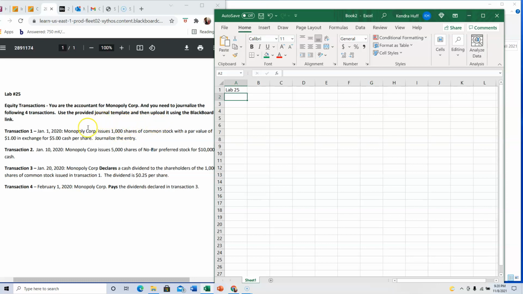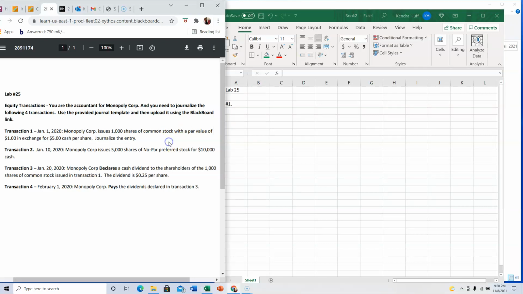Either one is fine by me. All right, so we just need to journalize the following 4 transactions, and they all deal with equity investments from Chapter 10, I think it is. All right, so number 1. On January 1st of 2020, Monopoly Corp issues 1,000 shares of common stock. Oh, this is not Chapter 10. Maybe Chapter 13, I think.